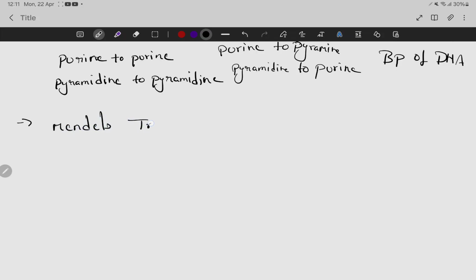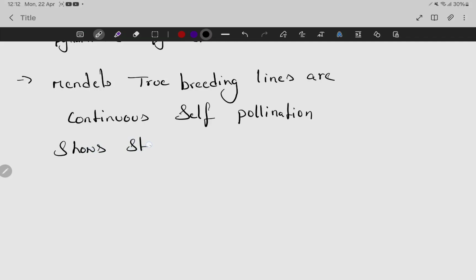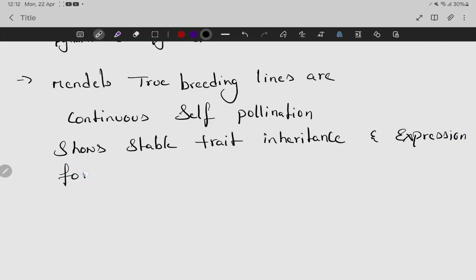Mendel's true breeding lines are continuous self-pollination, which shows stable trait inheritance and expression for several generations.